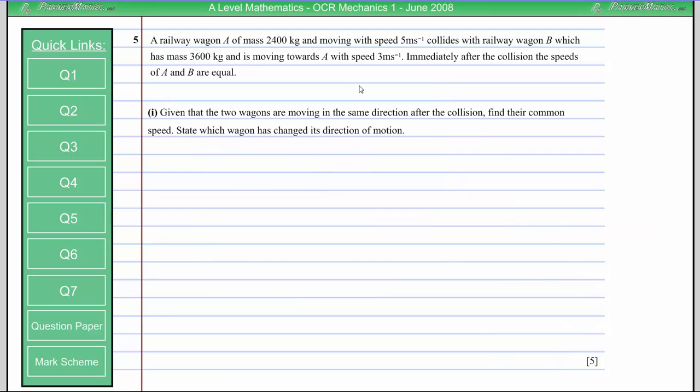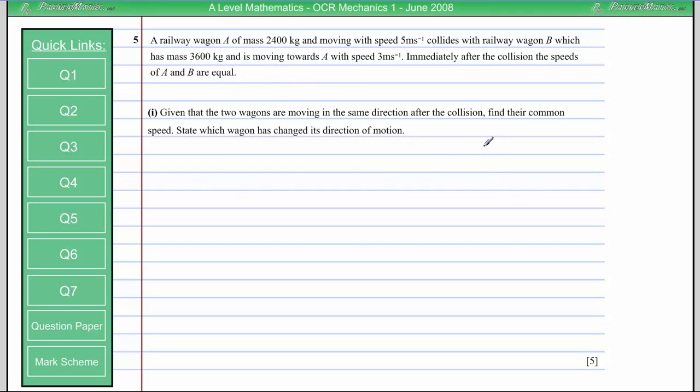Question 5. A railway wagon A of mass 2,400 kilograms and moving with speed 5 meters per second collides with railway wagon B, which has mass 3,600 kilograms and is moving towards A with speed 3 meters per second. Immediately after the collision, the speeds of A and B are equal. Part 1 says, given that the two wagons are moving in the same direction after the collision, find their common speed. State which wagon has changed its direction of motion.